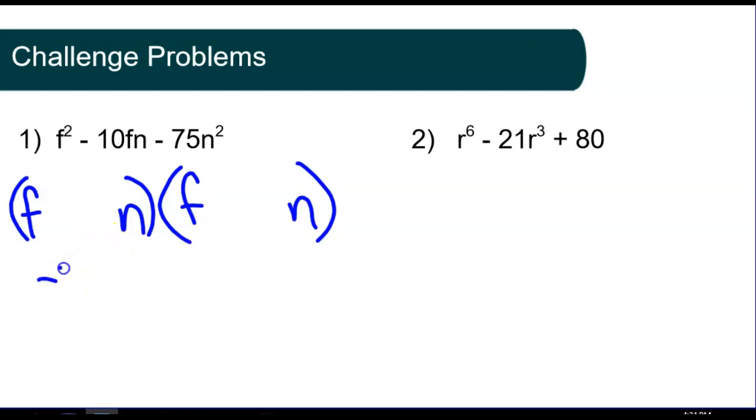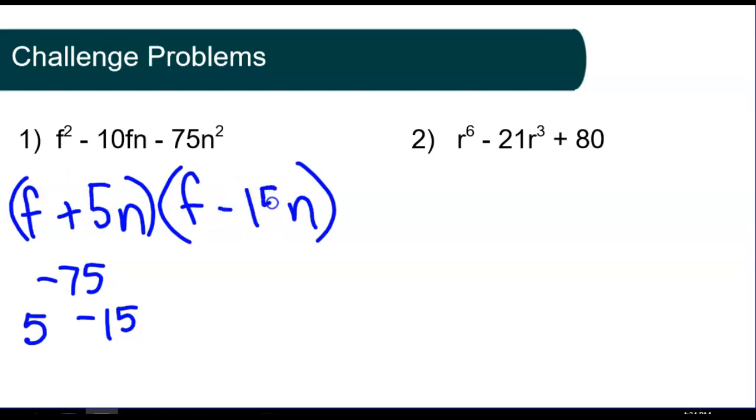Well, what are the factors of negative 75 that when I add them up I get negative 10? How about positive 5 and negative 15? I add those together, I get negative 10. And when I multiply them together, I get negative 75. So this will be f plus 5n, f minus 15n.